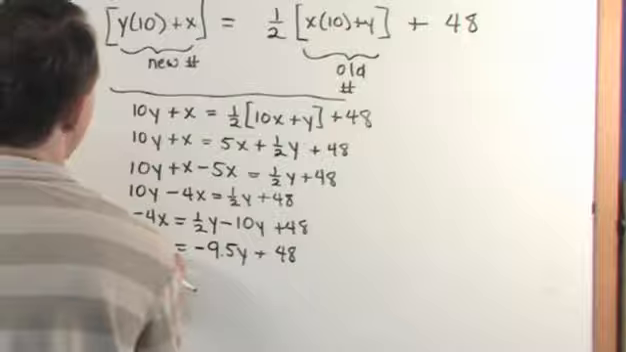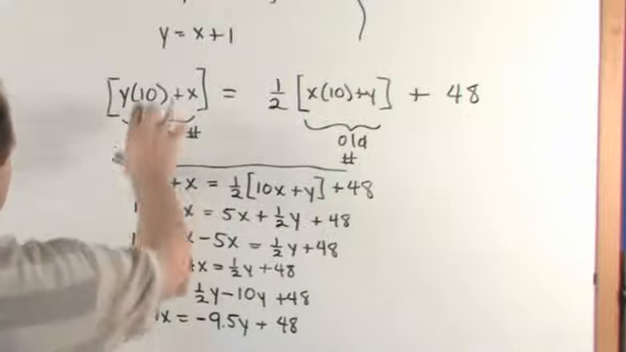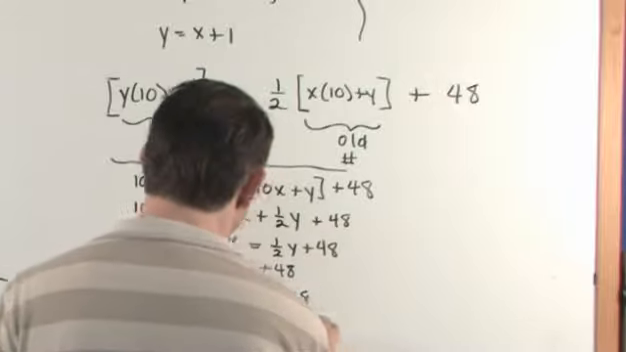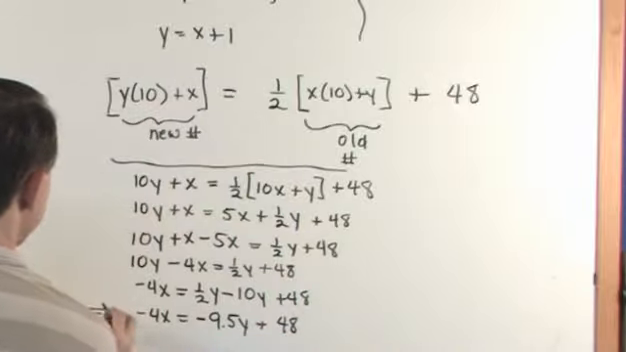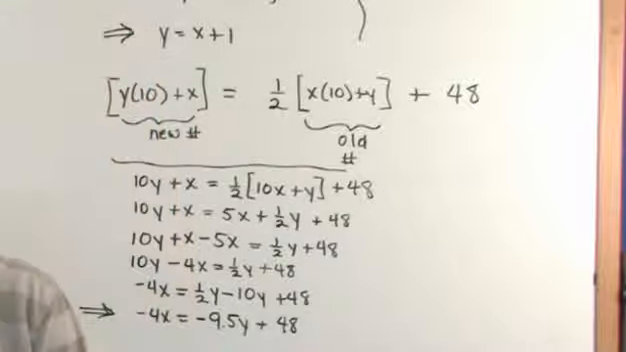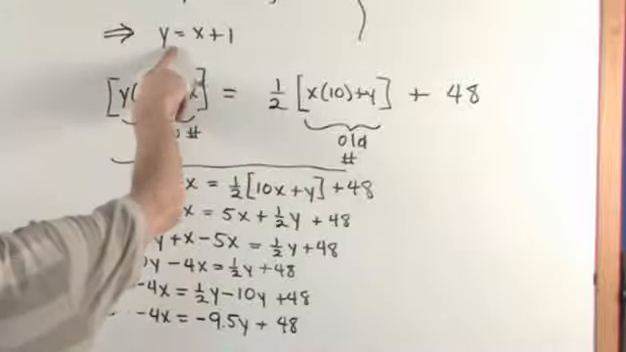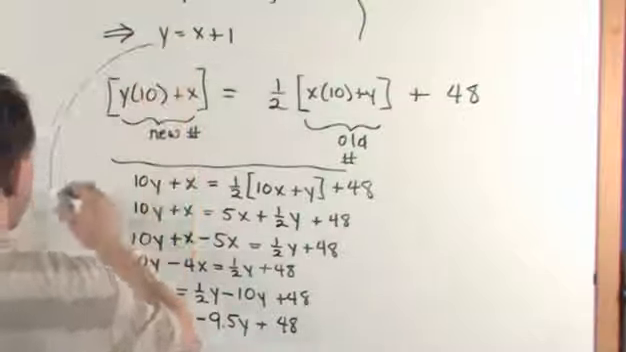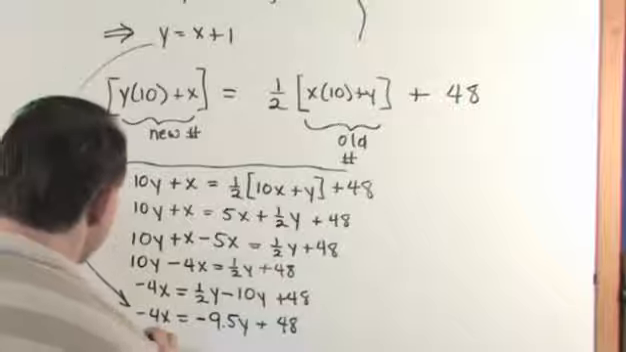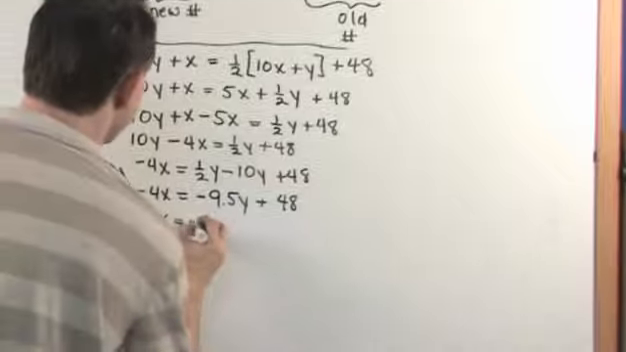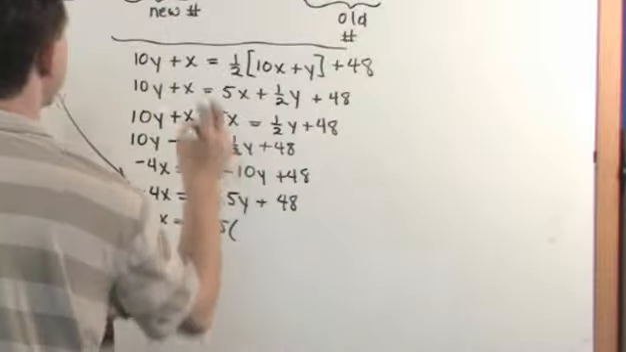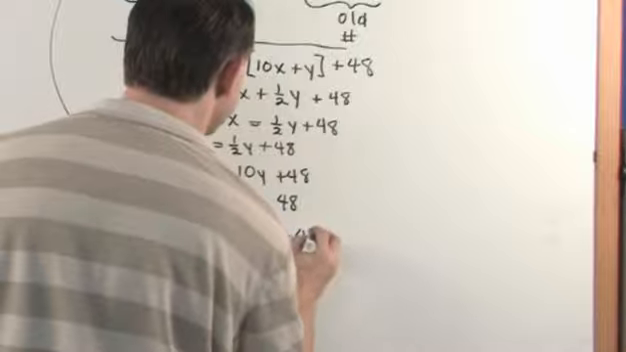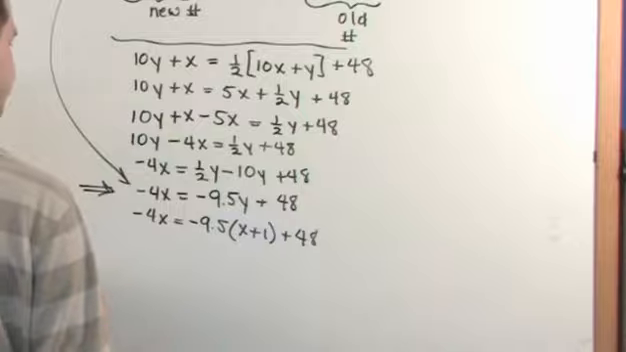Now let's go ahead and solve this equation. All we've done is take our big equation and simplify it into this form. But in big picture terms, this is an important equation and this is an important equation. So let's solve these two equations. We already have this solved for y, so let's put it down here in this equation. Let's plug in: negative 4x is equal to negative 9.5 times y, which is x plus 1, plus 48.